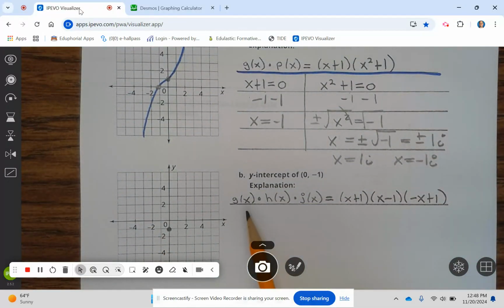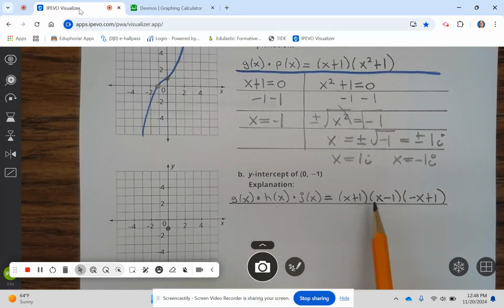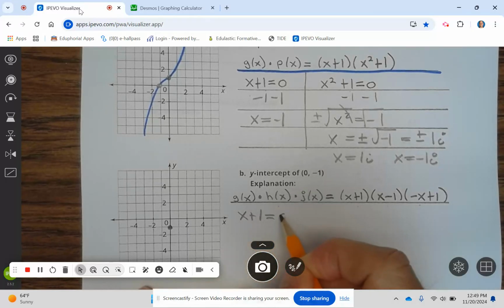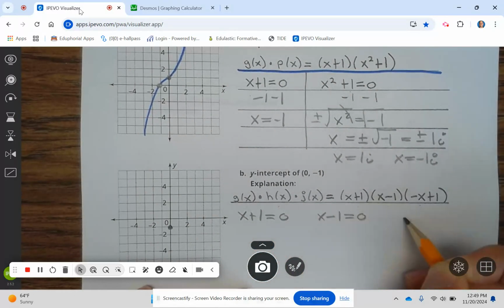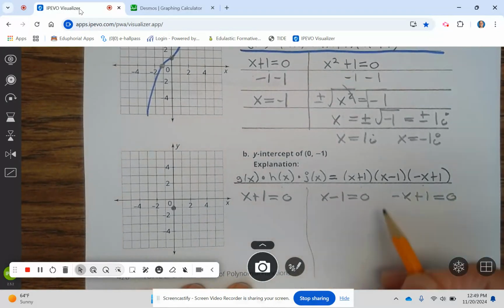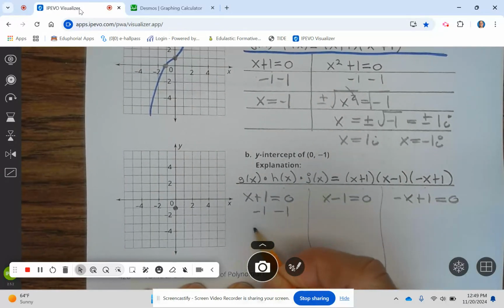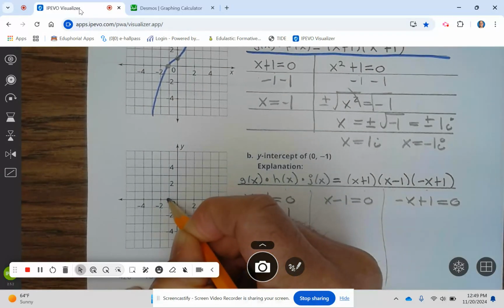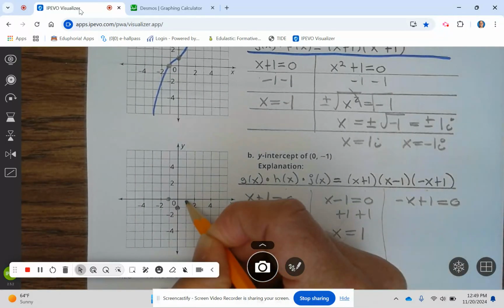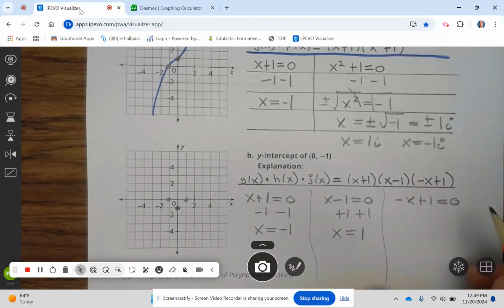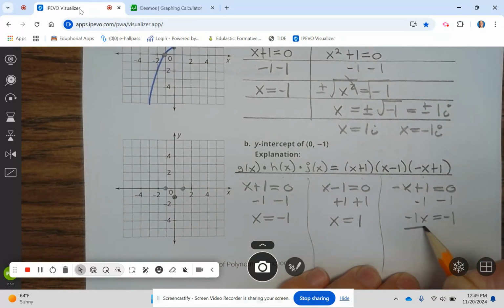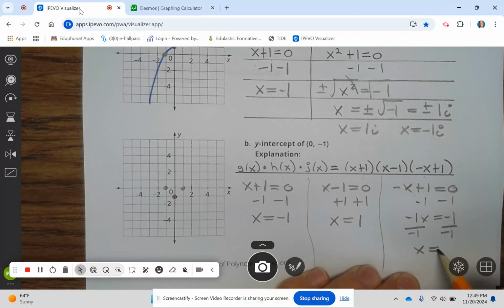So let's go and use the function g of x times h of x times j of x, which equals x plus 1 times x minus 1 times -x plus 1. And let's go ahead and find the 0. So x plus 1 equal to 0, x minus 1 equal to 0, and -x plus 1 equal to 0. Okay, so we subtract 1 from both sides to get x equals -1. And now we add 1 to both sides to get x equals 1. And then here we subtract 1 from both sides to get -1x equals -1. Divide both sides by -1, so you get x equals 1.